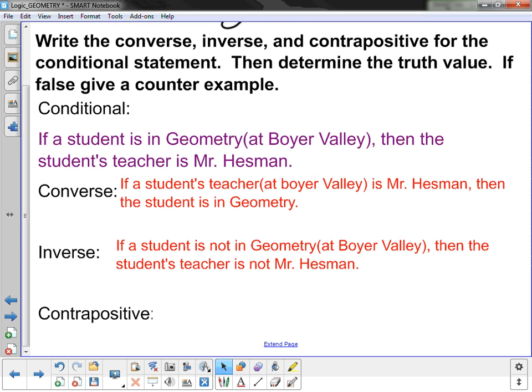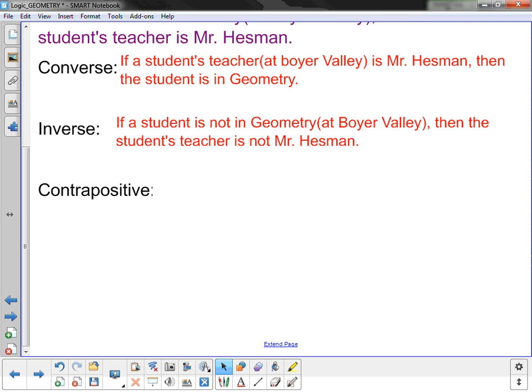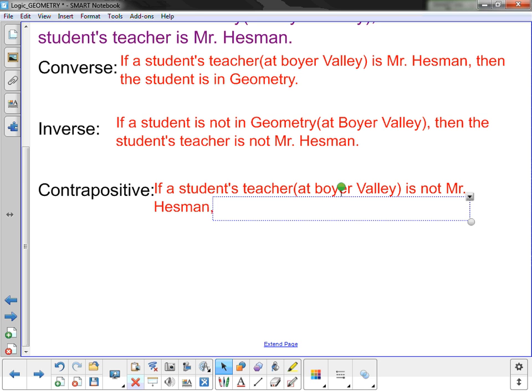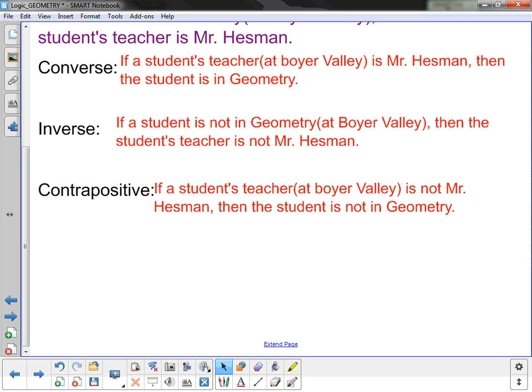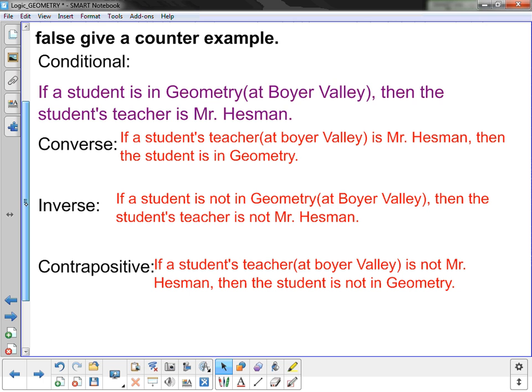Now, the contrapositive is the converse of the inverse, or you can say it's the inverse of the converse. So I'm going to have the nots in there, but I'm also going to swap their orders around. In other words, if a student's teacher at Boyer Valley is not Mr. Hessman, that would have to mean then the student is not in geometry. So that's the first part of what we're looking at here.